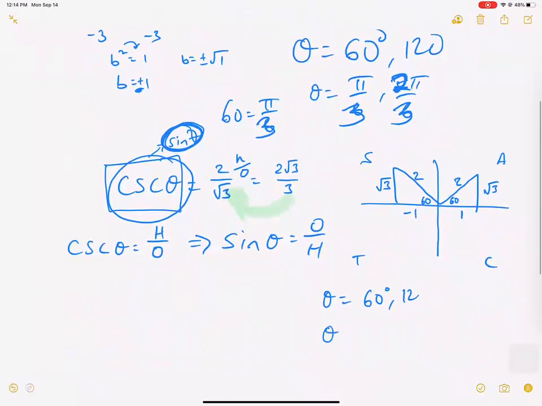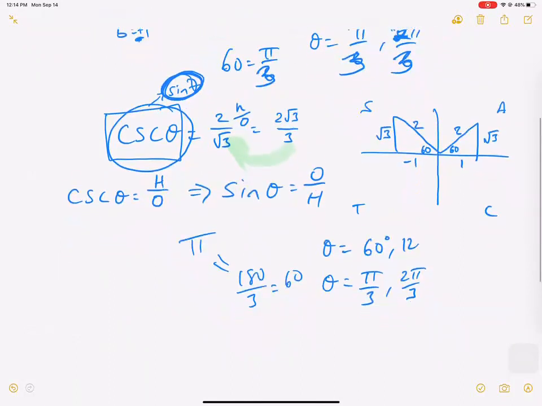So theta, since it's 60 degrees, is pi over 3. 180 divided by 3 is 60 degrees because 180 degrees is the same as me saying pi. And the next one is 2 pi over 3.